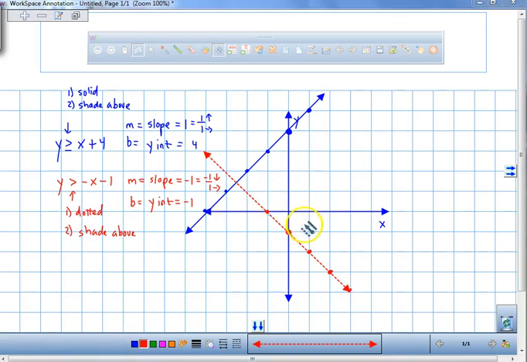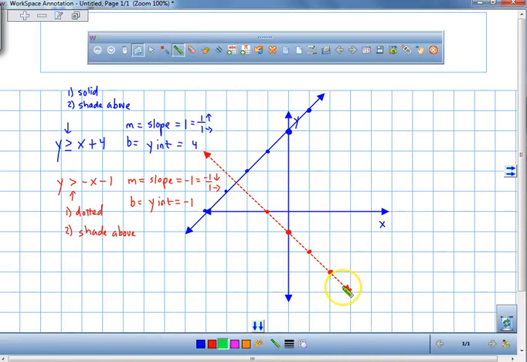So now we've got to figure out where we're shading. This one says shade above, and this one says shade above. If I'm just going to do one shading, if I shaded everything above the blue line, this is where I would shade, if you follow along. I'm not shading right now, I'm just pretending I'm shading. That's where I would shade if it was above. If I was going to shade above the red dotted line, that'd be over here.